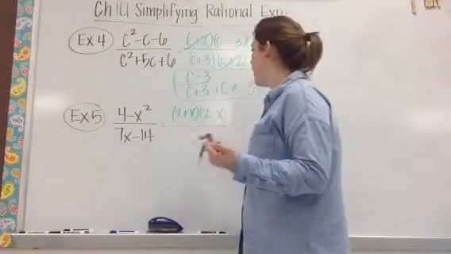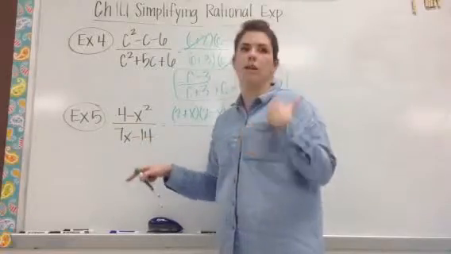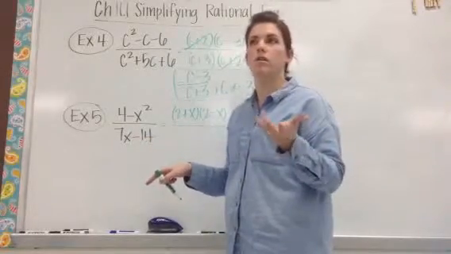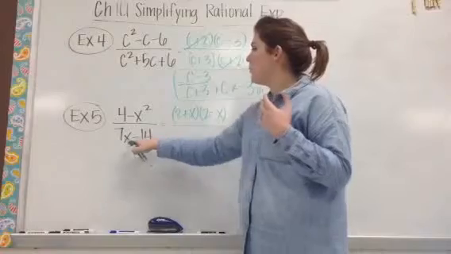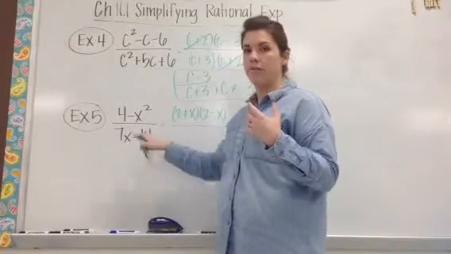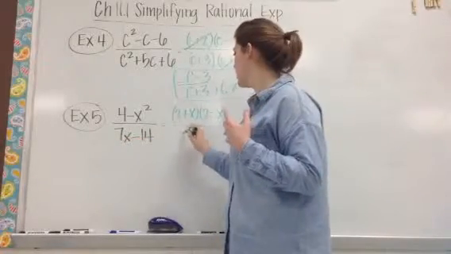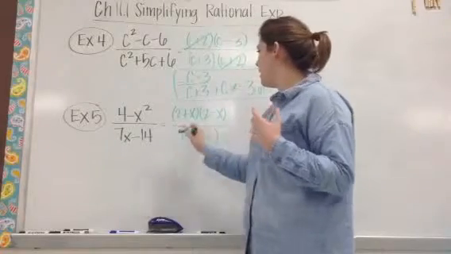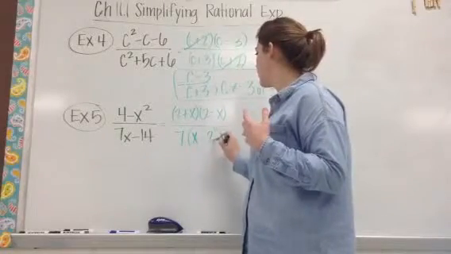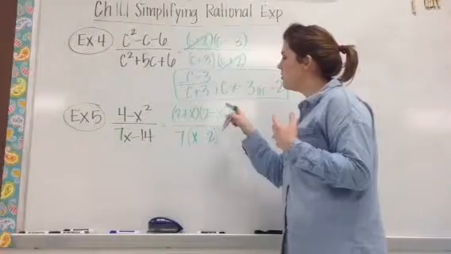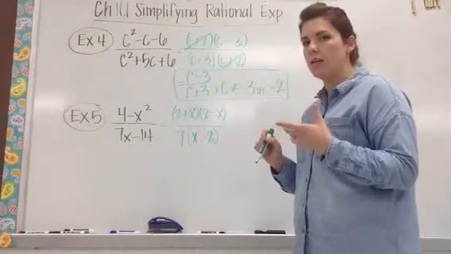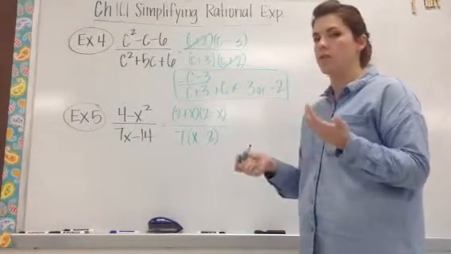Down here in the bottom, I don't have a difference of 2 squares, and I don't have a quadratic trinomial. So I'm going to have to look for a GCF. 7 will go into 14, so it's going to be 7. And after I factor it out, I get x minus 2.